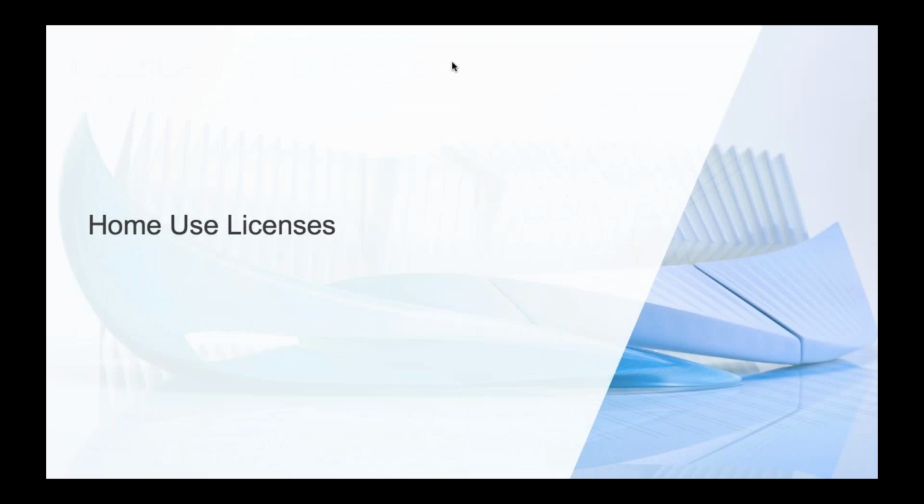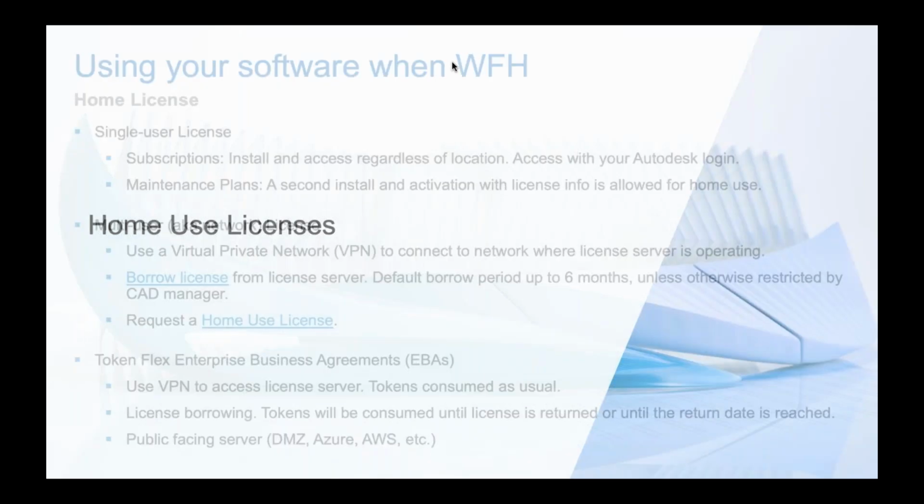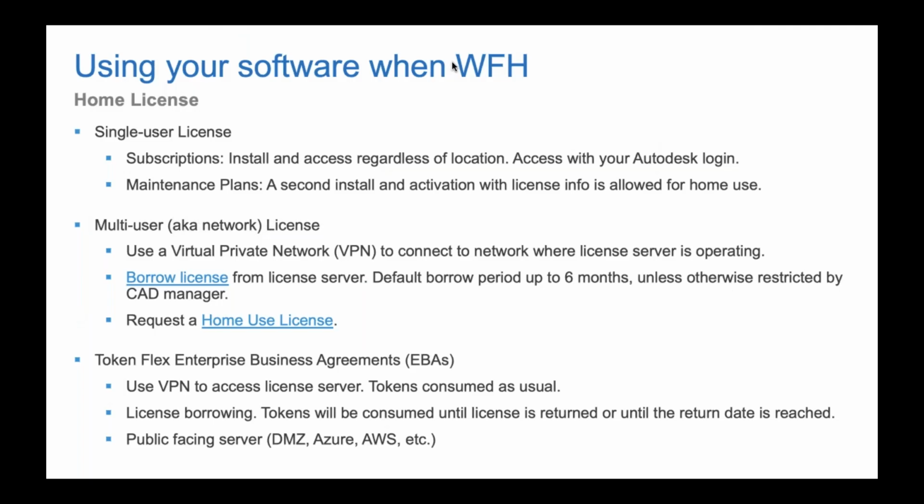Okay, so next step: you have the entitlement, you have the software. How do you access it from home? In case you have a single user license under subscription, you can install and access your software instantly. So there is no need to request anything. You just install it and log in with your Autodesk account. If you have a maintenance plan, you will have an opportunity to install a second copy of your license. It's allowed for home use, of course.